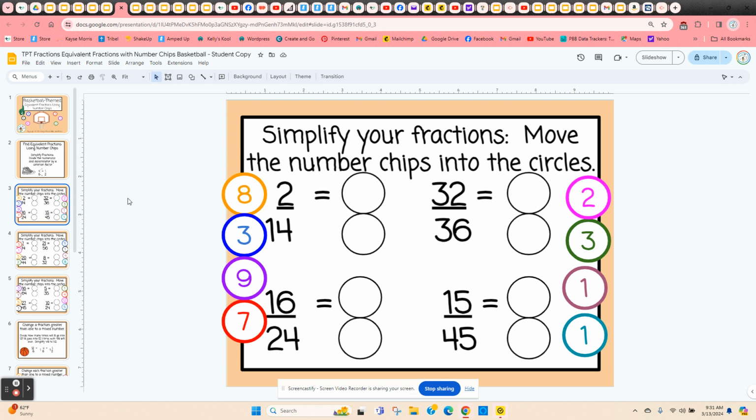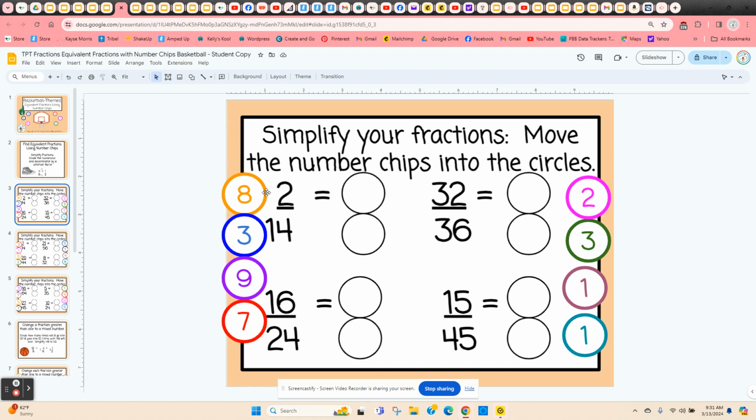So students are going to start on slide 3. They have these movable number chips, and they're going to move them into place in order to simplify each of these fractions. Every slide has every number that the students need. So if they get down to this last fraction and the numbers aren't working, they know they've made an error somewhere and they need to go back and check. So in that way, it's self-checking.